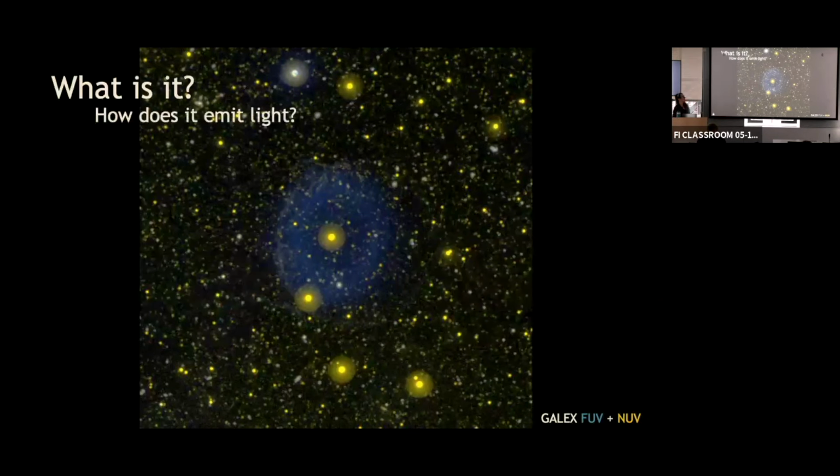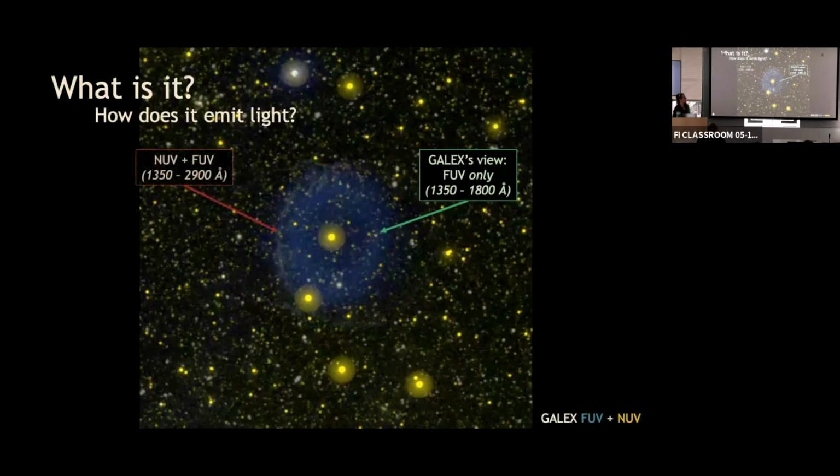So what is this? How does this thing emit light? So what we know, we've seen this in the far ultraviolet with GALEX. So that, again, that's the bandpass for GALEX. And along this western edge, we see both a near ultraviolet and a far ultraviolet component. It's very faint, but it is there. And so this spans really the range of ultraviolet light.